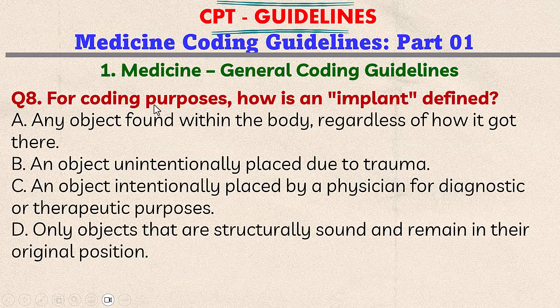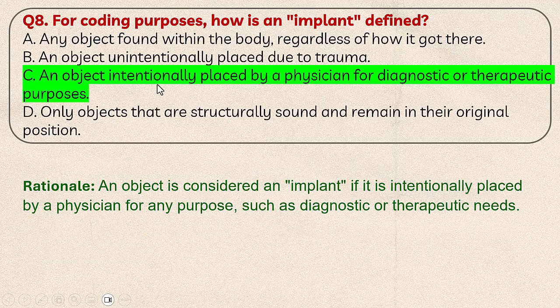Question number 8. For coding purposes, how is an implant defined? A. Any object found within the body regardless of how it got there. B. An object unintentionally placed due to a trauma. C. An object intentionally placed by a physician for diagnostic or therapeutic purposes. D. Only objects that are structurally sound and remain in their original position. Think the answer. The correct answer is C. An object intentionally placed by a physician for diagnostic or therapeutic purposes.